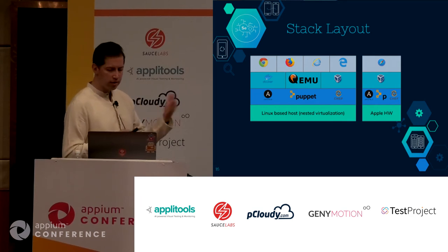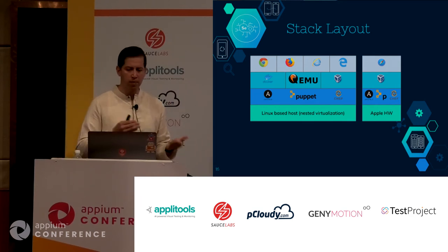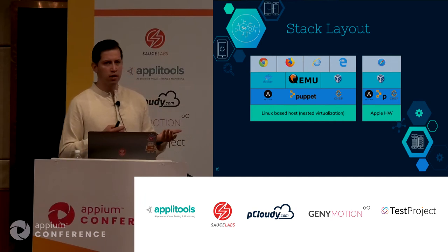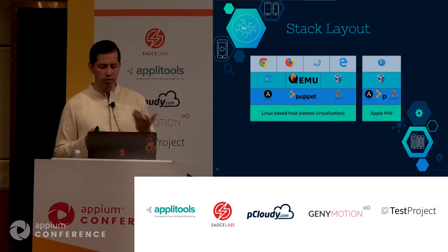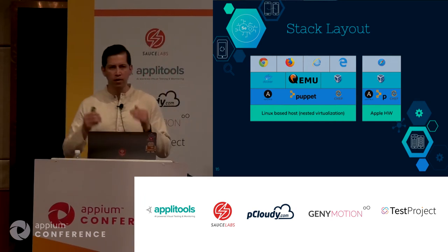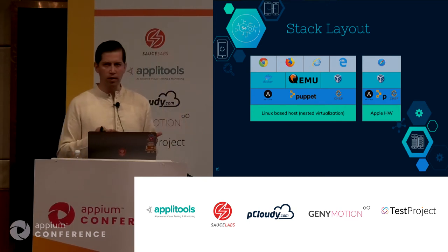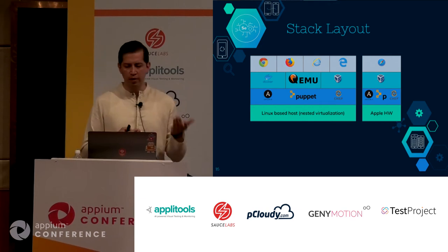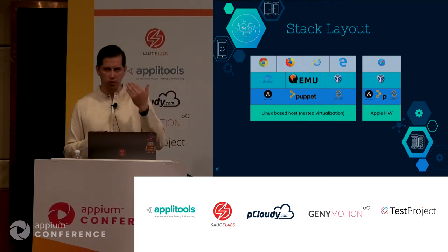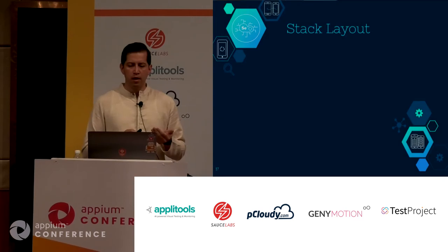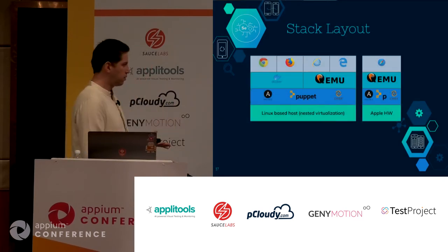So the stack looks like this. You have the host, either Apple or Linux. You can have your tools to manage the infrastructure, like Puppet, Ansible, or Chef, and then you choose what virtualization container you want, what type of emulation you want. If it's Docker, QEMU, or VirtualBox, and then you put the browser on top. But you could also have different combinations.